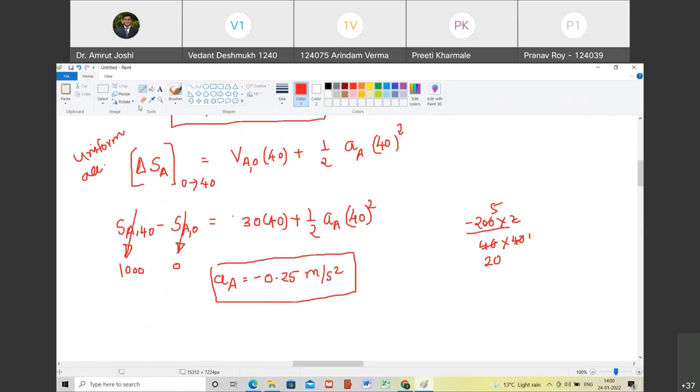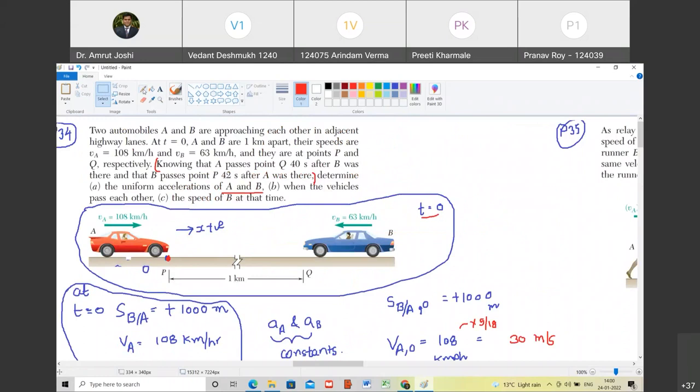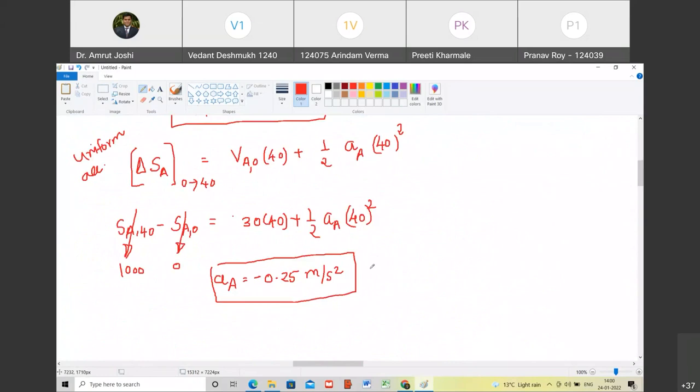What do you mean by the negative sign? The acceleration is directed in the negative x direction, so the object is retarding. But we do not use the word retardation; we say it is negative acceleration. Are you with me? Now let us go ahead.